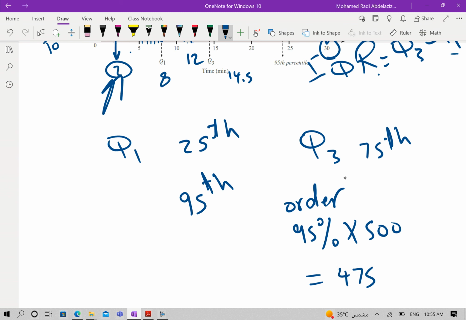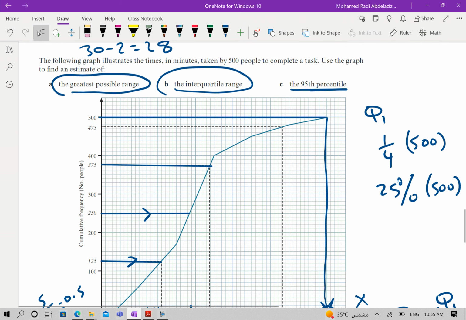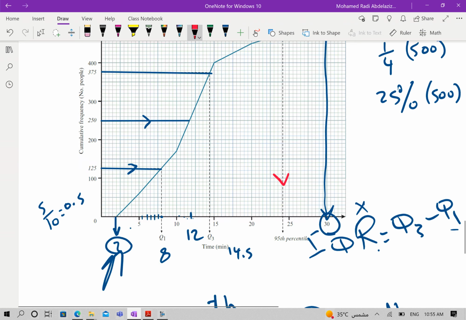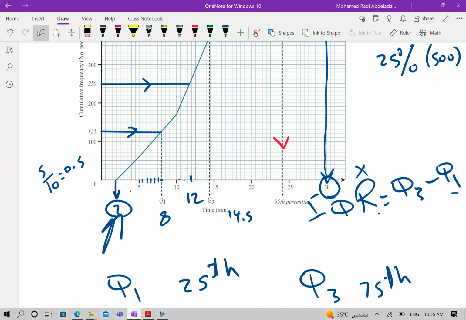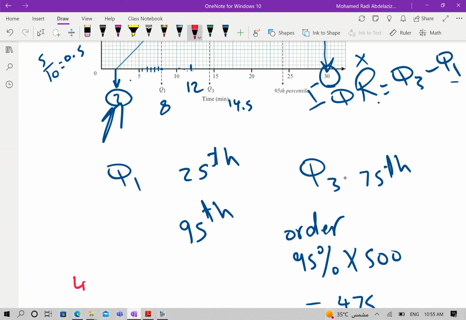That is 475. Go up. 475, find the corresponding value. See? 475. Go down to get the 95th percentile. If I ask you to get the 40th percentile, find its order first, 40% of 500, then find the corresponding value.